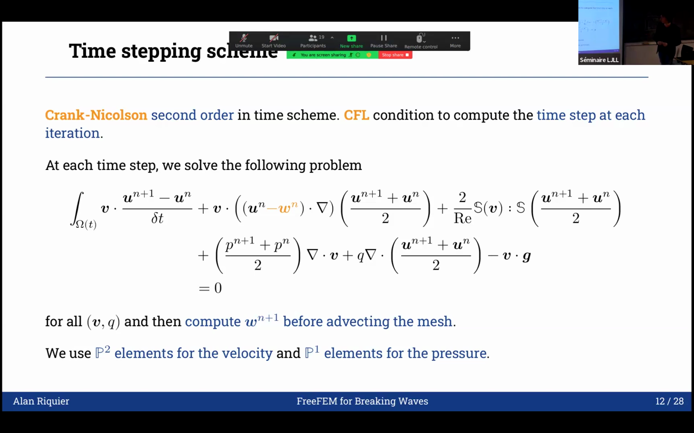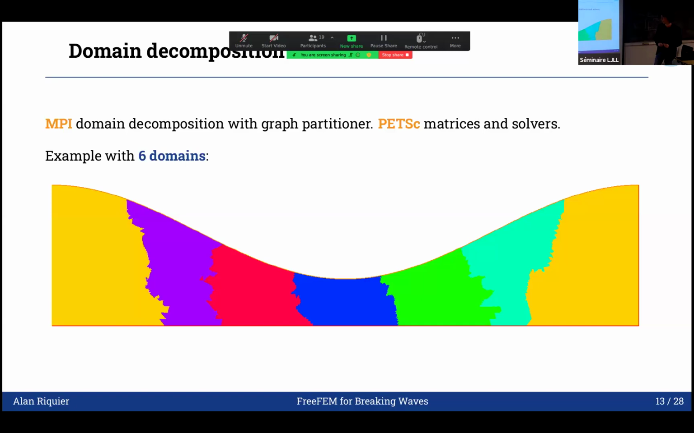So that's about it. P2 elements for the velocity, P1 element for the pressure, and I put this in FreeFem, and it's very slow, obviously. So what I do is I use a domain decomposition method to parallelize the code.